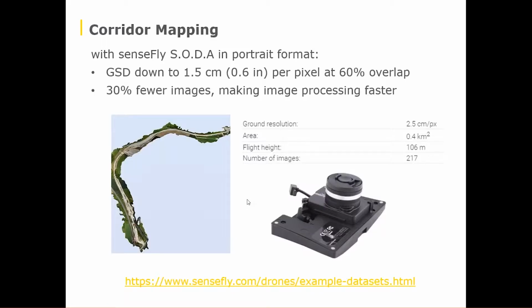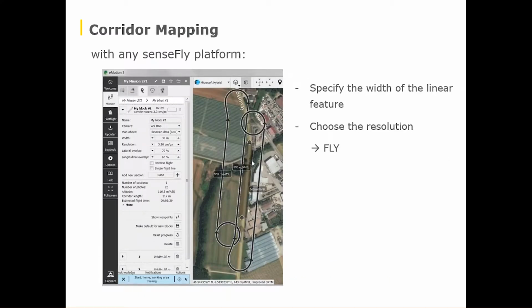In addition to this S.O.D.A corridor camera, we added a new mission block, which is called corridor mapping. To use the new senseFly S.O.D.A corridor camera, the corridor mapping block is the perfect tool to save time and to map corridors faster with fewer pictures. The only thing that you have to set, a bit like horizontal mapping, but we added a few parameters that are specific to the corridor mapping, which is the width and obviously the resolution.